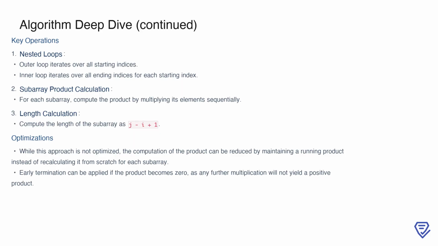For instance, instead of recalculating the product from scratch for each subarray, we could maintain a running product that gets updated as the subarray expands. Additionally, we can terminate early if the product becomes 0, as any further calculations for that subarray will not yield a positive product. These optimizations reduce redundant computations, though they don't eliminate the fundamental inefficiencies of the brute force approach.